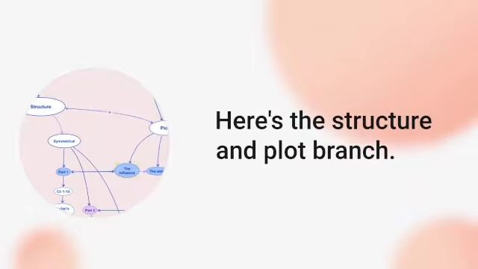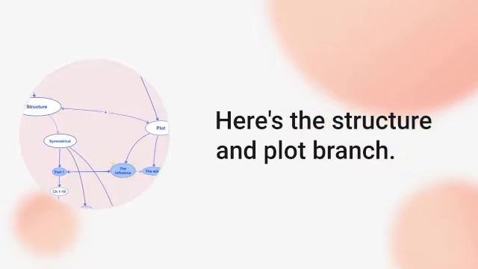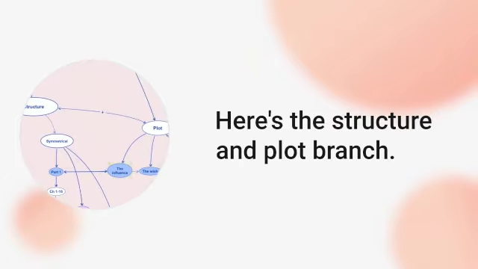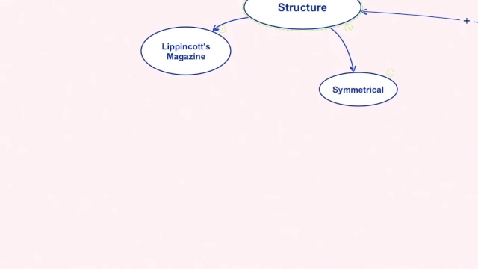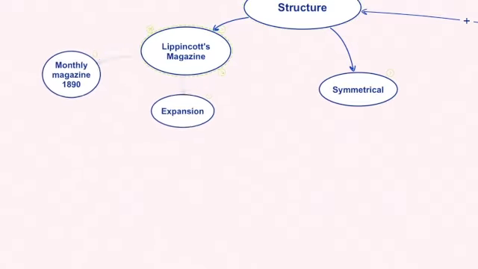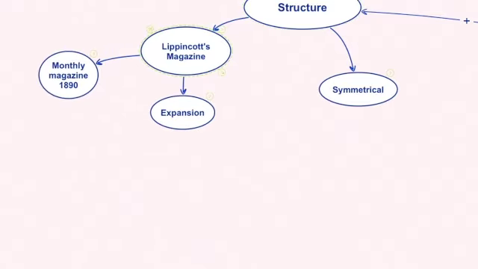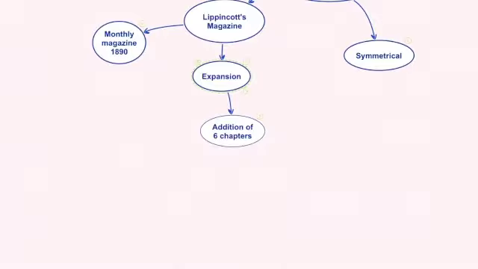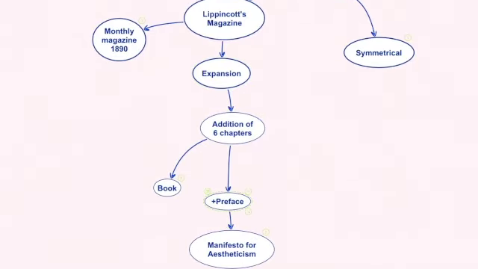Here's the structure and plot branch. We're still using to be, one useful phrase at the end, the same principle as before. Let's turn first to structure. The novel was published as a shorter piece in Lippincott's magazine in 1890. The reaction was immediate. Accusations of immorality, withdrawal of the magazine by its distributor. The result was that the 1891 version is longer. 6 chapters were added, and the preface was added too. The preface is a manifesto for aestheticism.